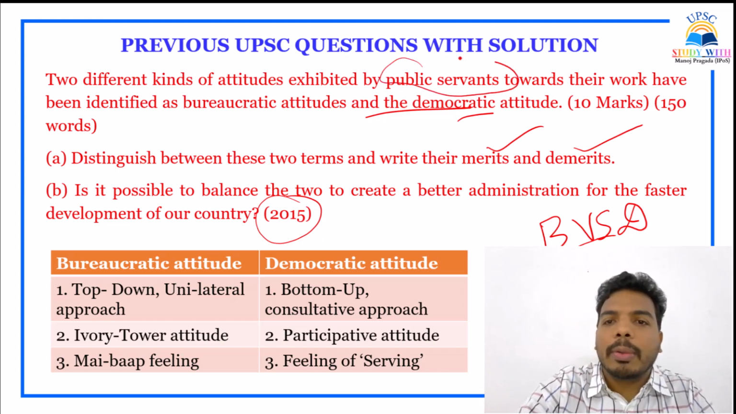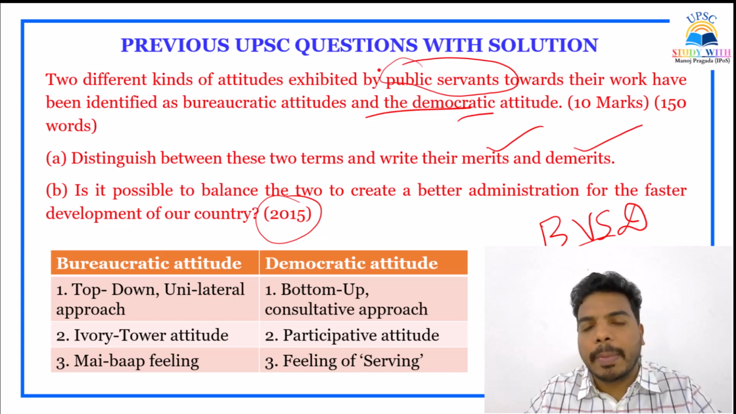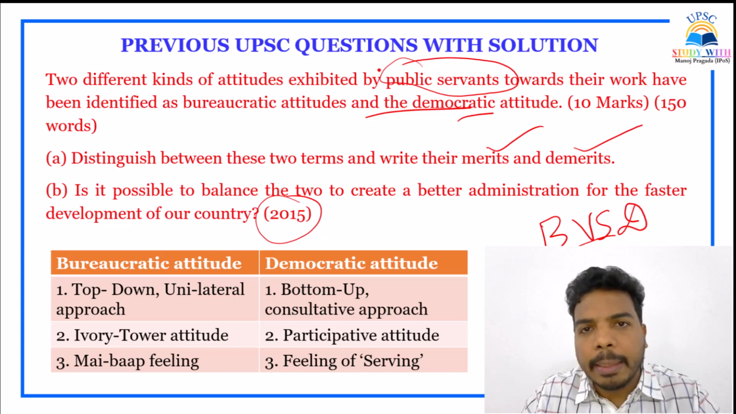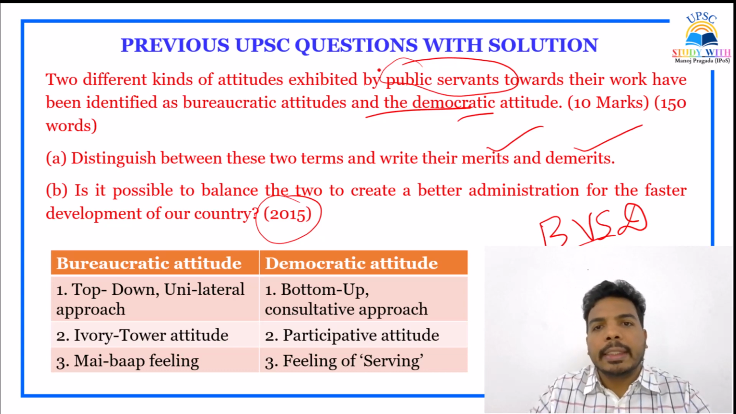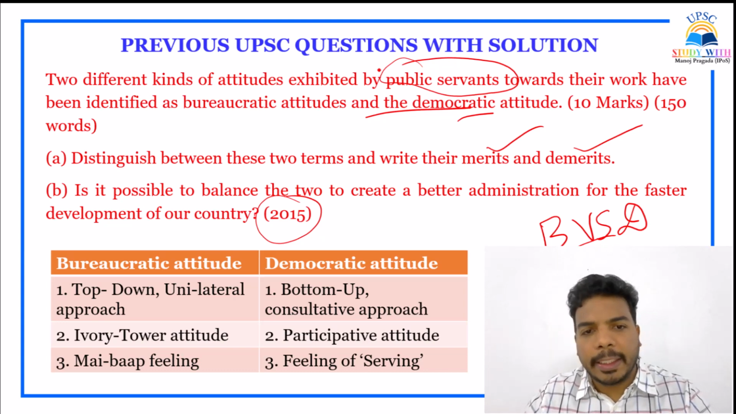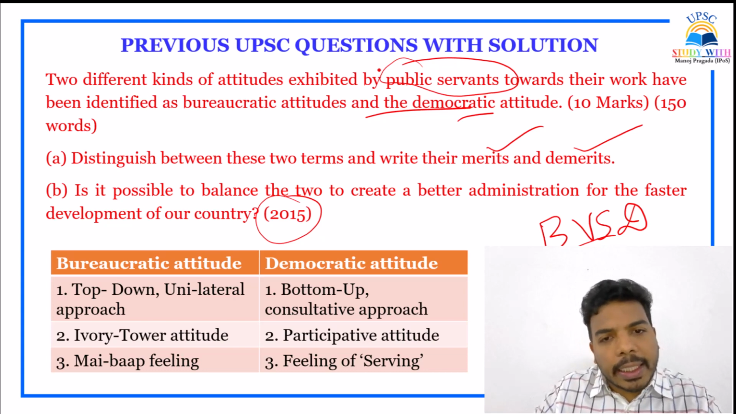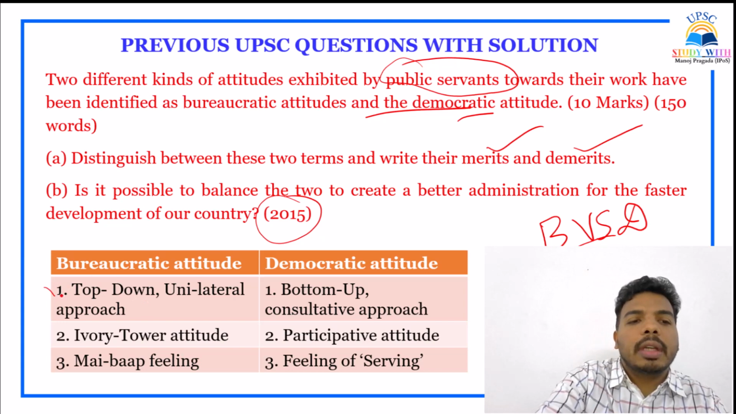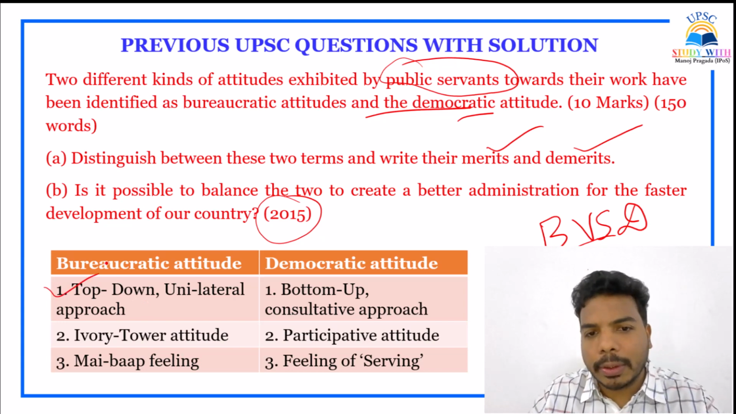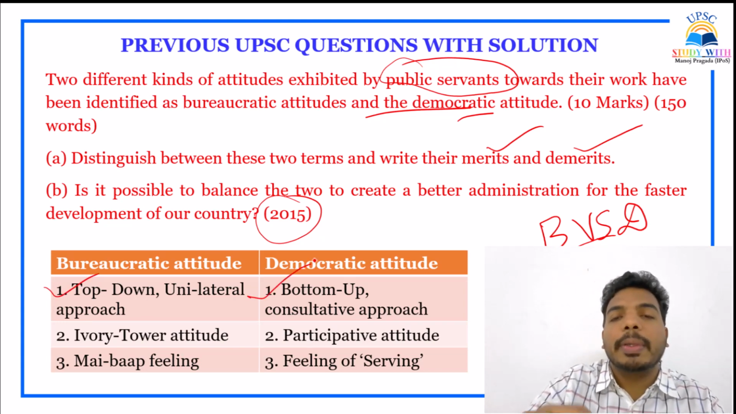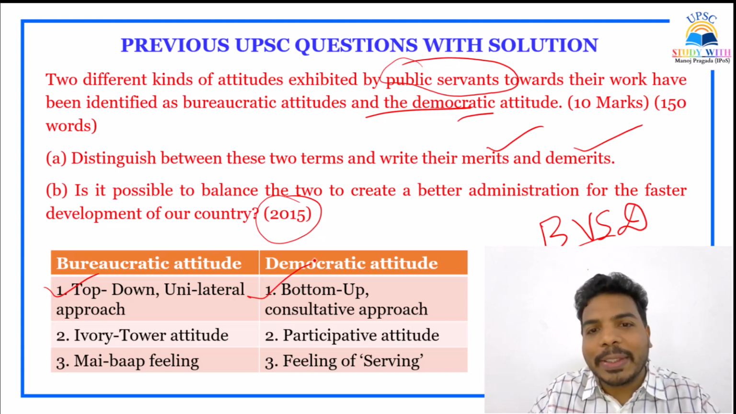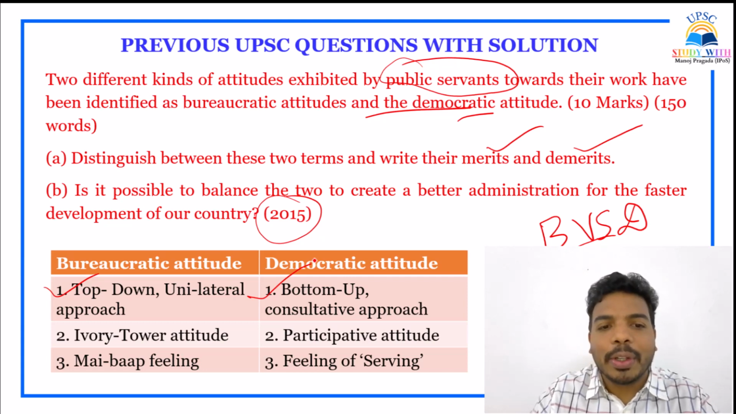Public servants. Here you are talking about the public servants. A public servant might be a politician, or a civil servant, or someone from the judiciary. All are public servants. So what is the bureaucratic attitude? What is the democratic attitude? Bureaucratic attitude is a top-down, unilateral approach. Democratic attitude is a bottom-up, consultative approach. Bureaucratic attitude is an ivory tower attitude. Democratic is participative.